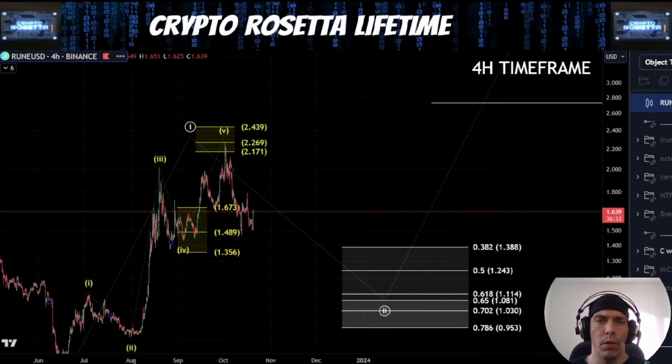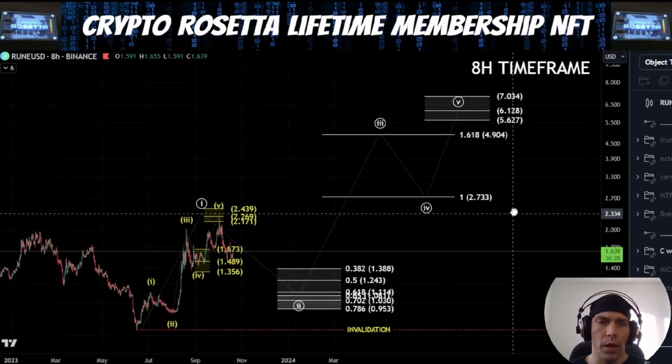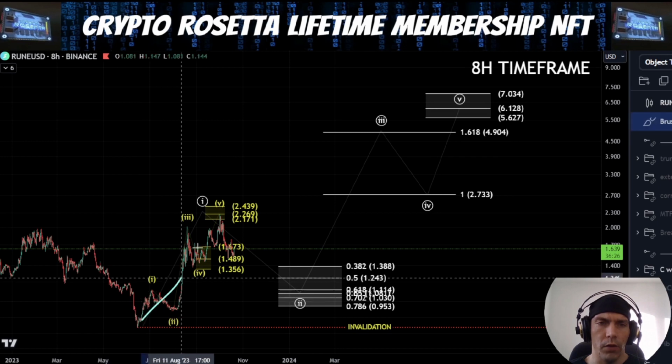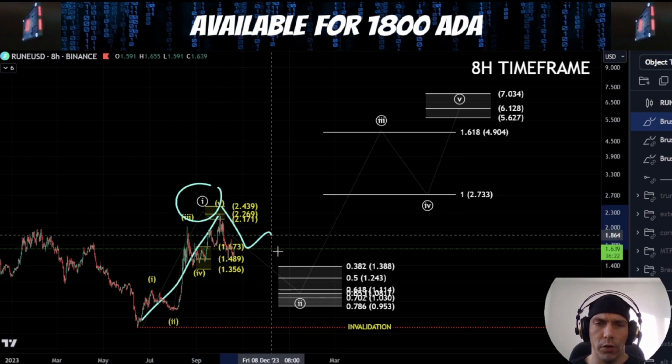Now if we are however looking at this move as a bigger impulse here, what we could start to see is that this whole move here could just become our wave 1, and then we'd be looking for a 3-wave structure to the downside.